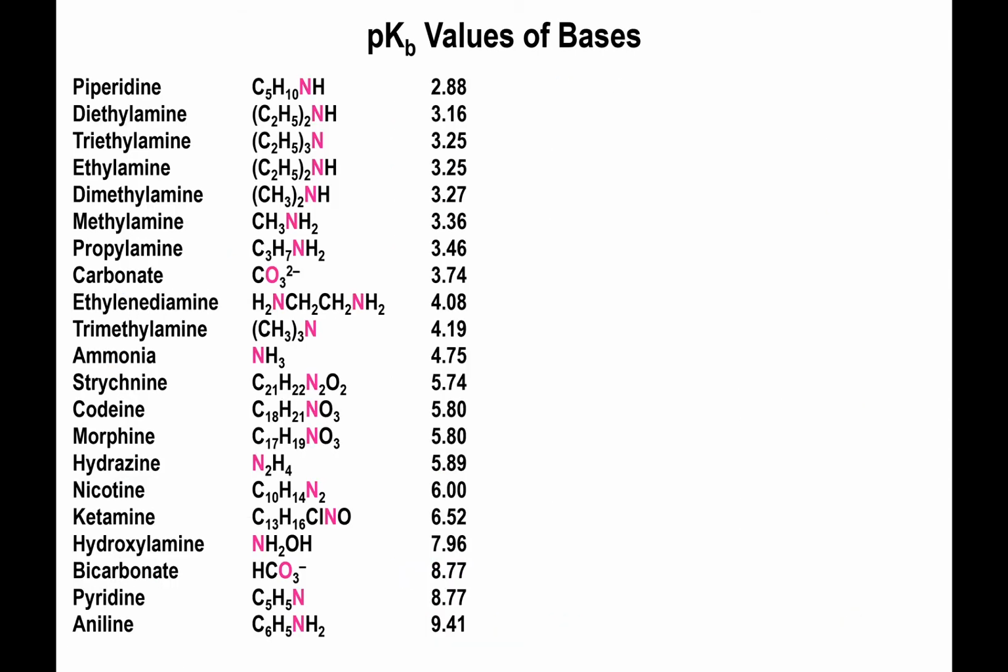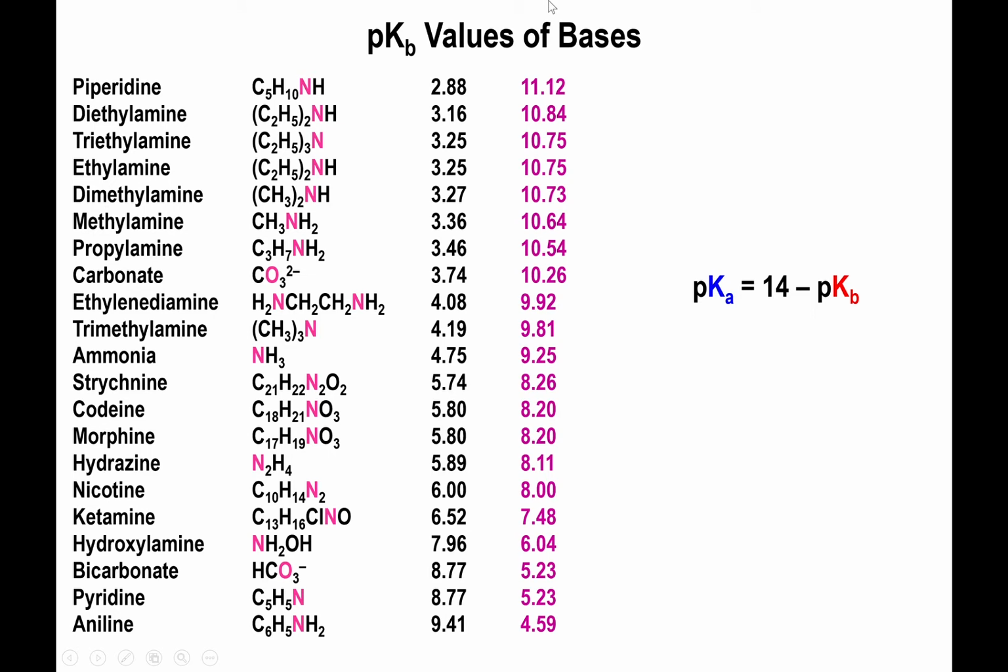Now, if you have the Kb value, you can find the pKb, and using the same formula, you can find the pKa of the corresponding conjugate acid of the substance. So we're going to make use of that rule to try to find out what we're dealing with.